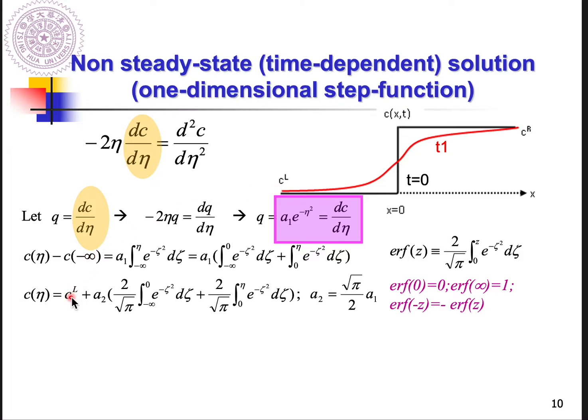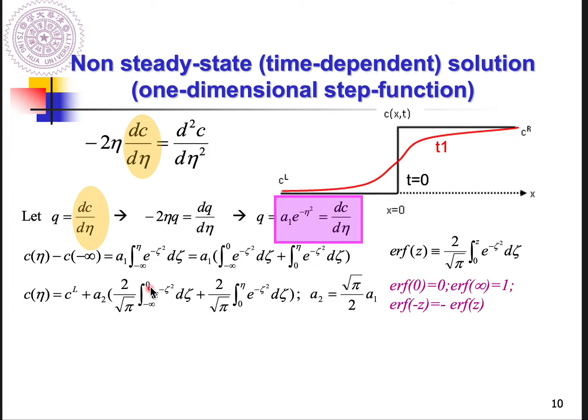This one is CL. And this term, actually, we use A2 to represent the relationship with A1, because we try to link this with the error function, right? So this term can be expressed like this, 2 over square root of pi. And the rest of the term is quite similar to the error function, right? And this term is just the same. And the rest of the parameters will be put into A2.